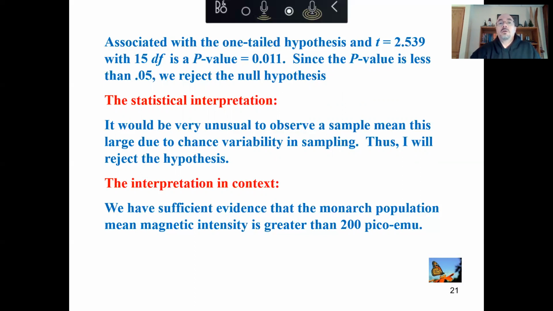Okay? What is the statistical interpretation? It would be very unusual to observe a sample mean this large. That's unusual to see something that large by chance variability in sampling. Chances are it's not going to happen. But it did happen. Thus, I will reject the hypothesis. What's the interpretation in context? We have sufficient evidence that the monarch population mean magnetic intensity is greater than 200 picoemu.